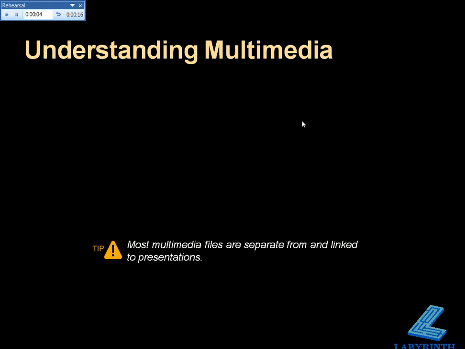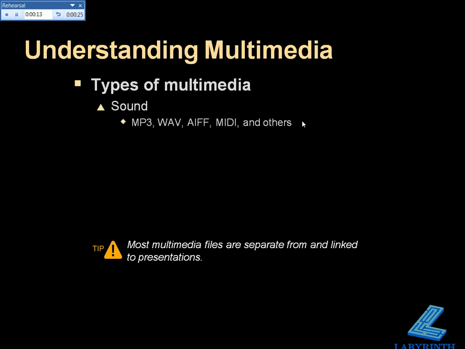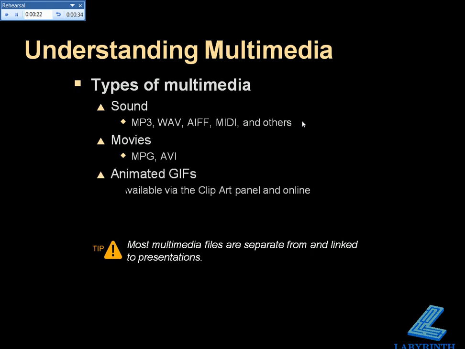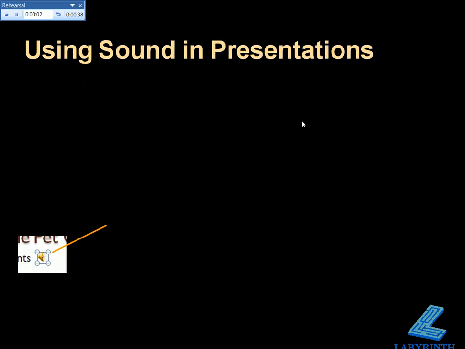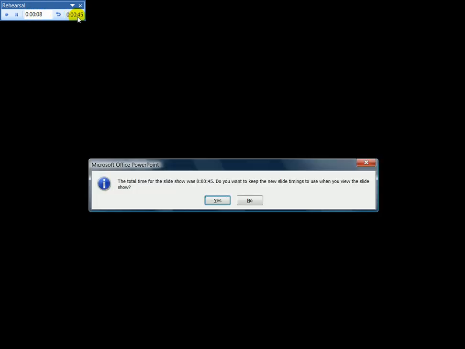Understanding multimedia. Hit a click. On comes types of multimedia. On comes sound, MP3, WAV, AIF, MIDI, etc. Movies. File types for movies come on. Animated GIFs, available via the clip art, and I move on. Now I'm going to go ahead and hit escape. Right now I can tell that my slideshow is about 45 seconds long.